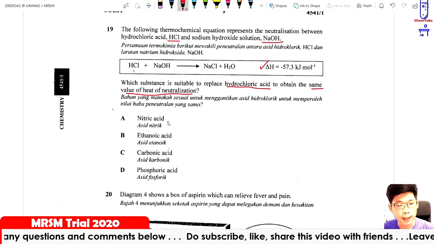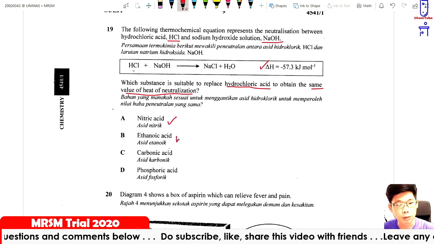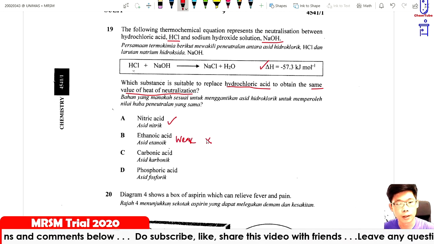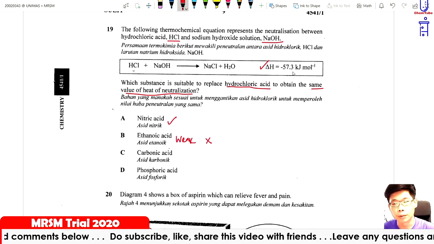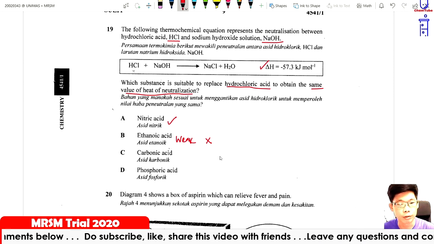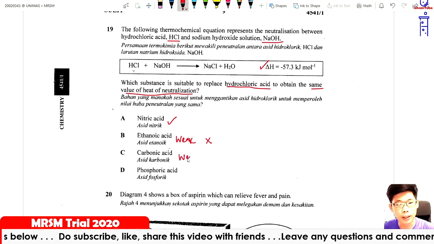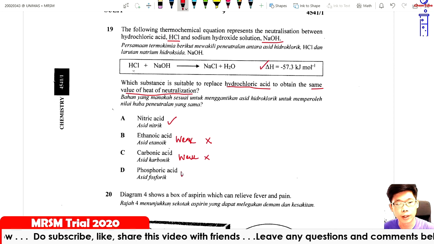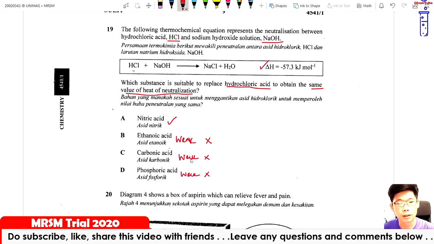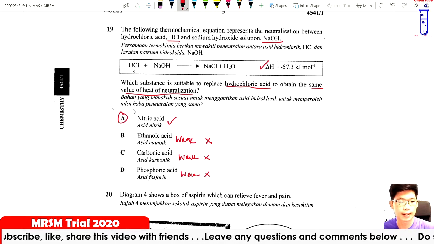A, yes. Ethanoic acid is a weak acid, so cannot. The delta H you produce will be less than 57.3. Carbonic acid is also weak, so no. Phosphoric acid is also weak, so cannot. So A is the answer.